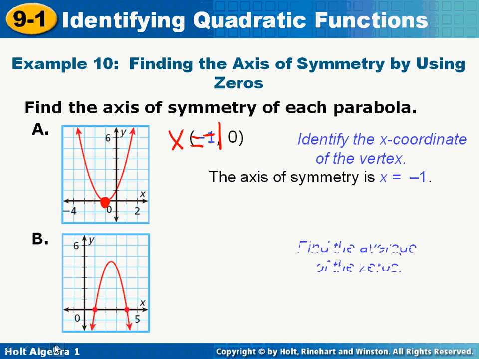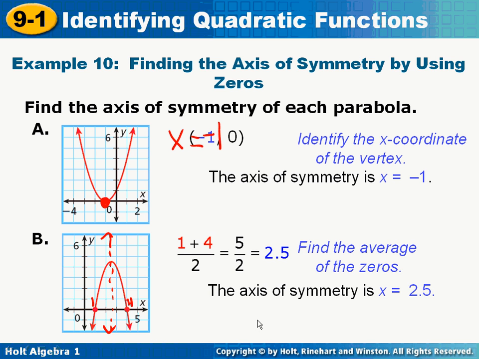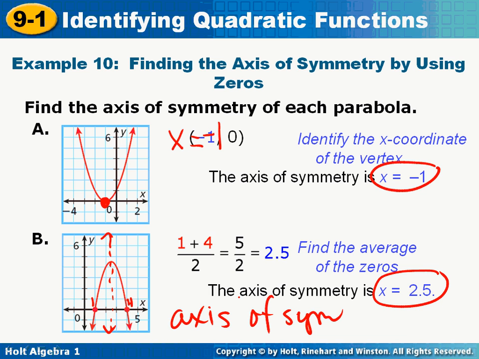Okay, on the B problem, we need to find the average of the two zeros so that we know exactly where the axis of symmetry occurs. So this is at 4, this is at 1. What I'm going to do is add 1 and 4, which gives me 5, divided in half, and the axis of symmetry occurs at 2.5. So x equals 2.5. Now, I always want you to remember that for the axis of symmetry, you always have to have the letter x.